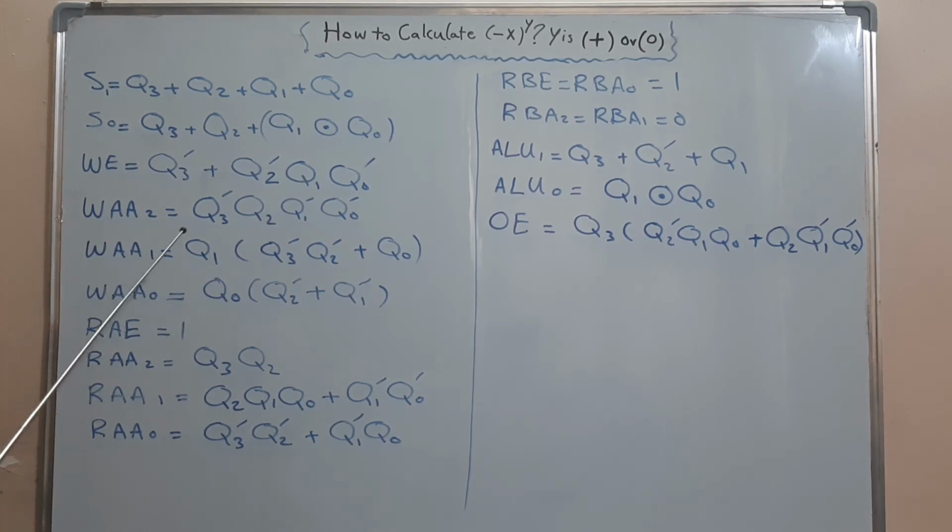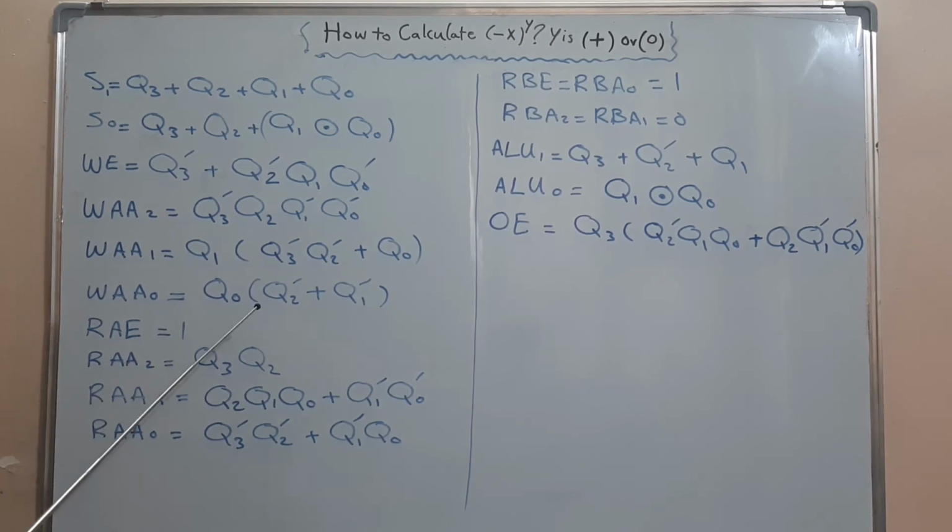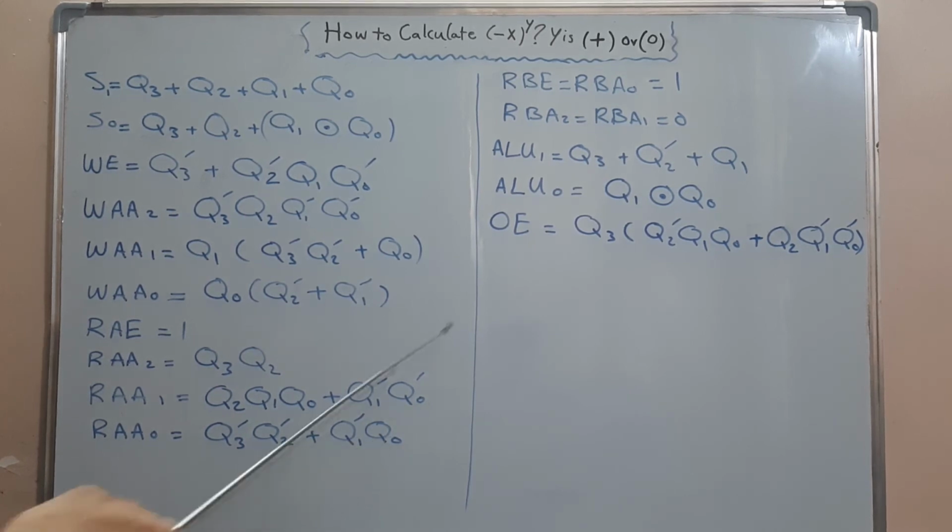WIA2 is equal to 1 whenever Q3 bar and the Q2 and the Q1 bar and the Q0 bar. WIA1 is equal to 1 whenever Q1 and together with the Q3 bar and the Q2 bar or Q0. WIA0 is equal to 1 whenever Q0 and together with Q2 bar or Q1 bar. RIA is equal to 1. RIA2 is equal to Q3 and the Q2. RIA1 is equal to Q2 and Q1 and Q0 or Q1 bar and Q0 bar. RIA0 is equal to Q3 bar and Q2 bar or Q1 bar and Q0.